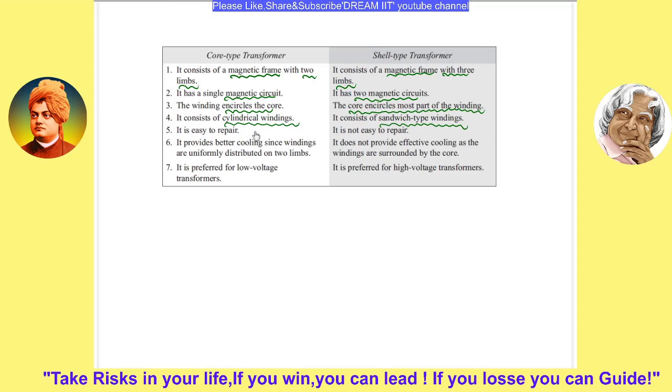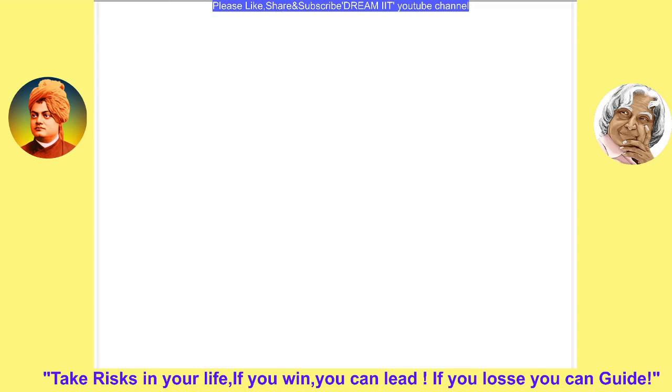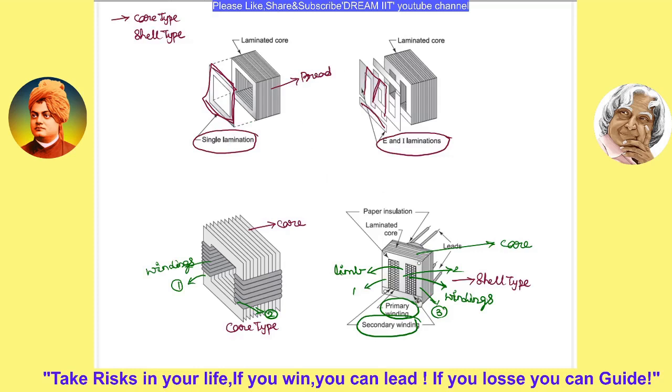Sandwich type of winding means here there is a sandwich of winding, where the primary winding and the secondary windings are placed, and between them we place some insulation. So for example, this is the primary winding, and on top of that we place the secondary winding also. That is called the sandwich of the winding, okay.